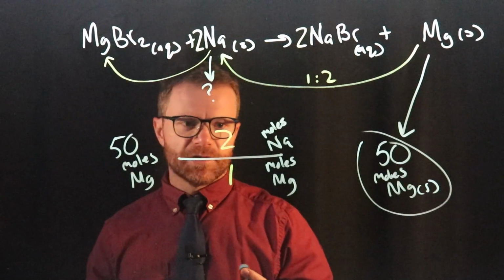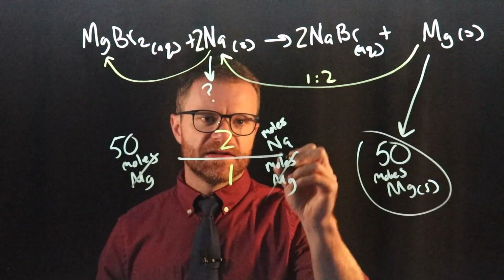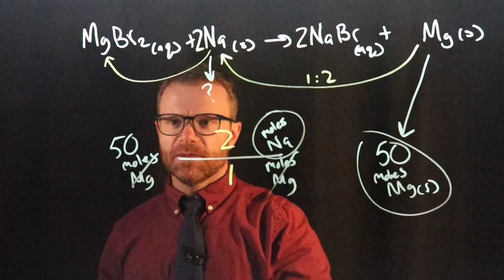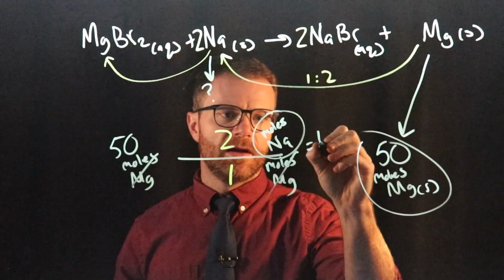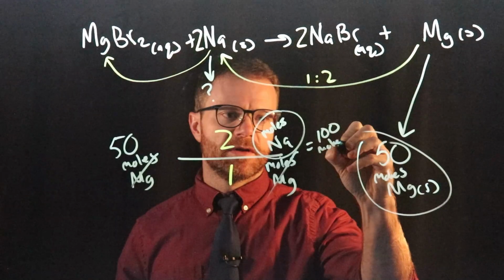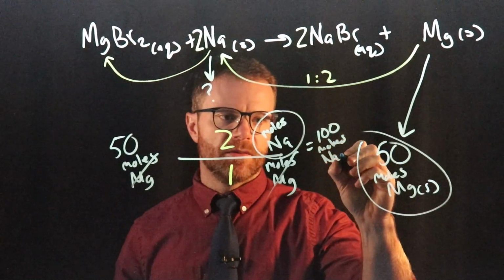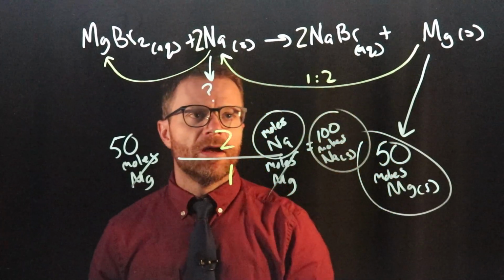And then the math becomes really easy, right? We're going to cancel moles of magnesium. Our final units will be moles of sodium. 50 times 2 is 100. 100 divided by 1 is still 100. 100 moles of pure sodium metal are required.